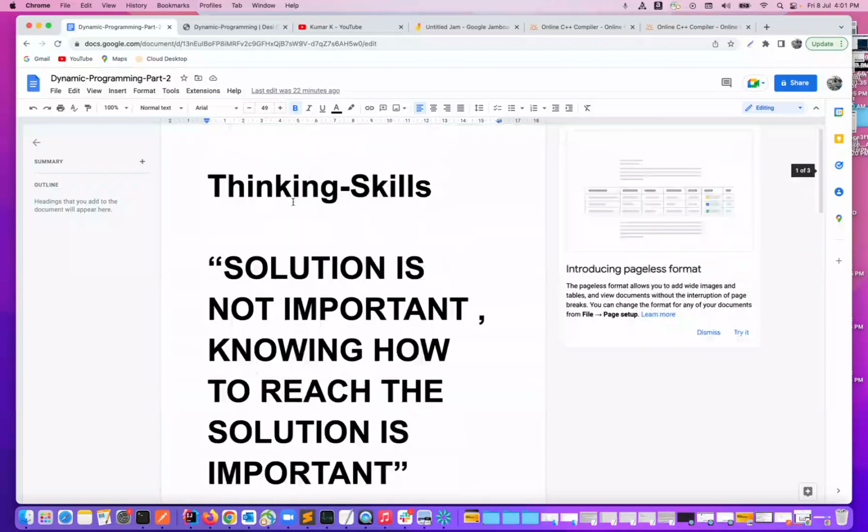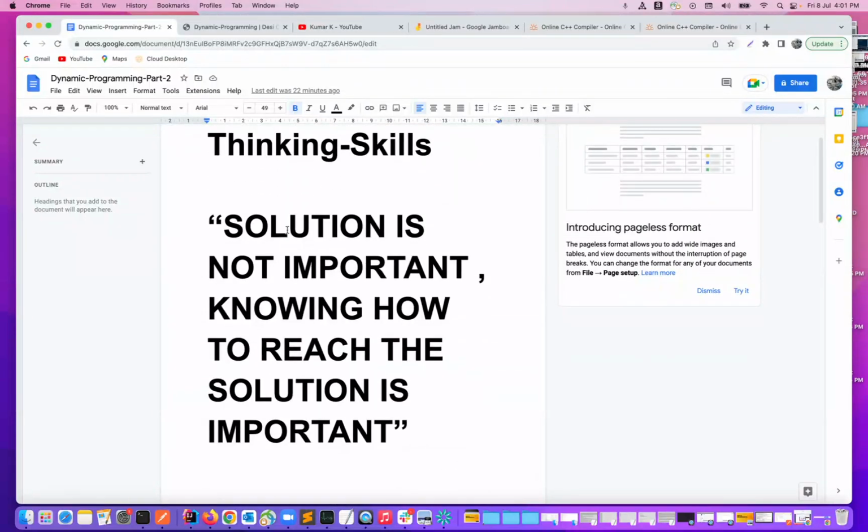And the main thing always remember is that we will be focusing on the thinking skills, guys. How to get to the solution. Because the solution is not important, but knowing how to reach the solution, the process and the steps, and the learning through that journey, that is the most important thing, guys.